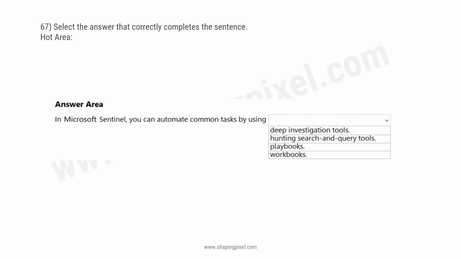So question number 67. Select the answer that correctly completes the sentence. In Microsoft Sentinel, you can automate common tasks by using, and we have four options: deep investigation tools, hunting search and query tools, playbooks, workbooks. So the right answer here is playbooks.